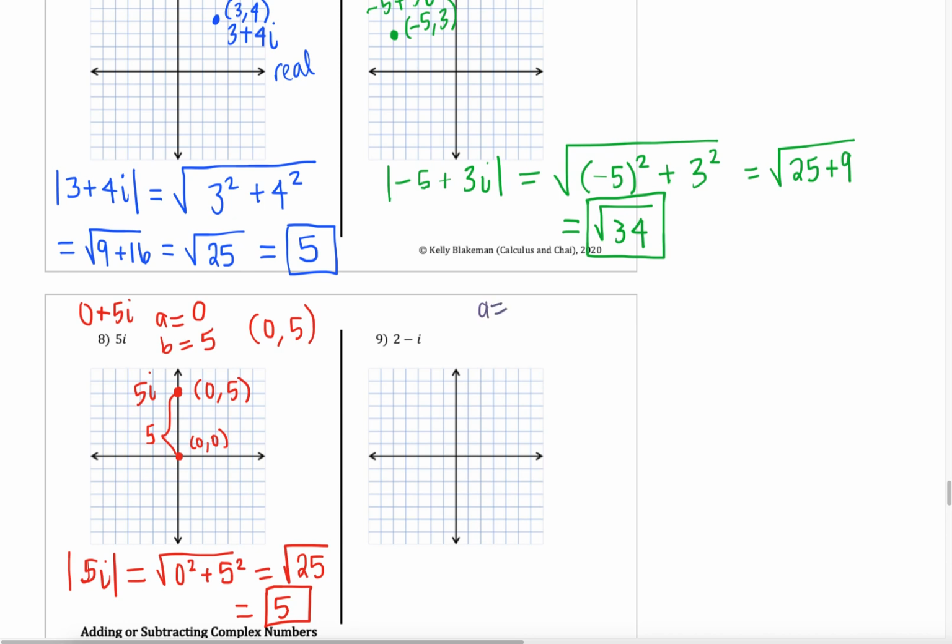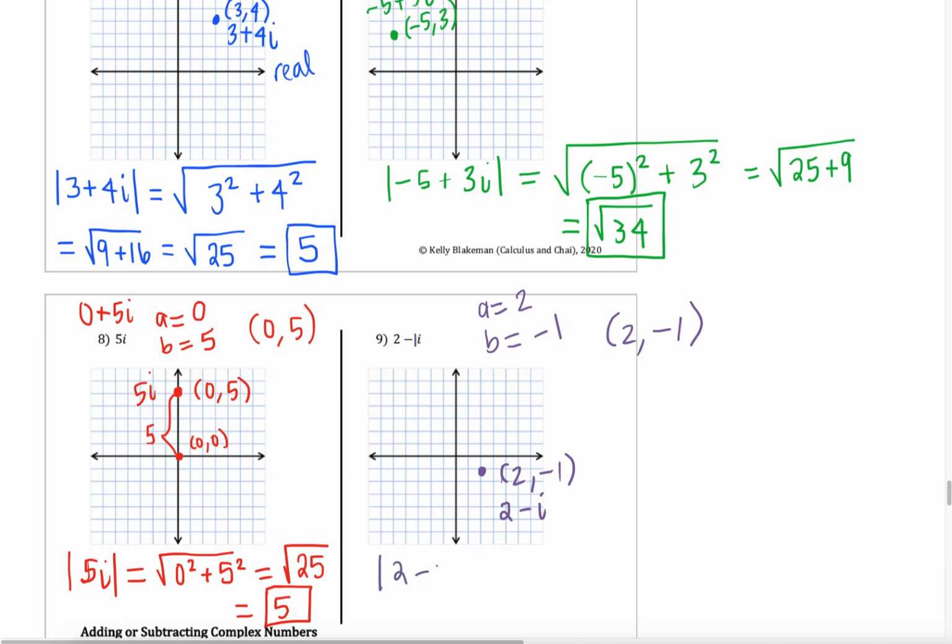In this case, we have 2 minus i, so our a value is going to be 2. Our b value is going to be negative 1, since I have that invisible negative 1 in front of that i. So we are graphing the coordinate pair 2, negative 1. Go to the right 2, go down 1, and I have that coordinate pair right there, representing that 2 minus i as our complex number.